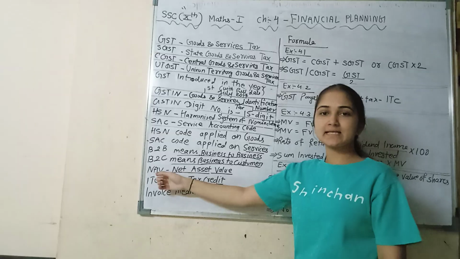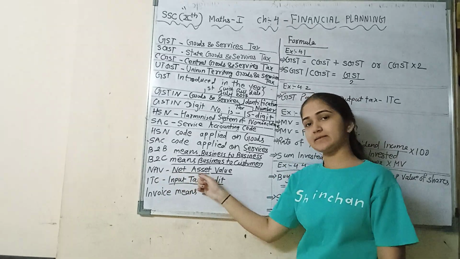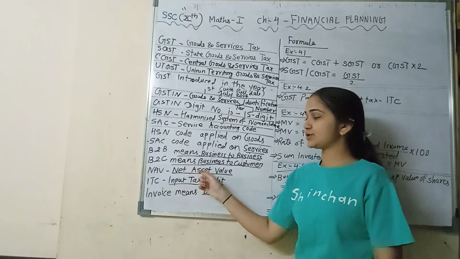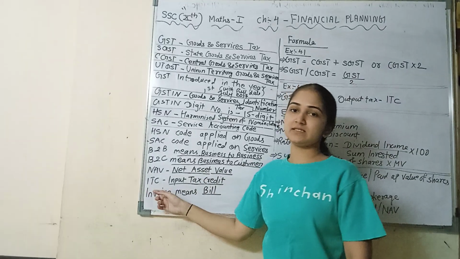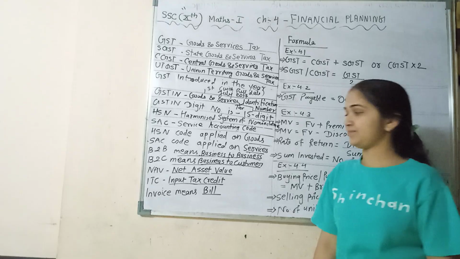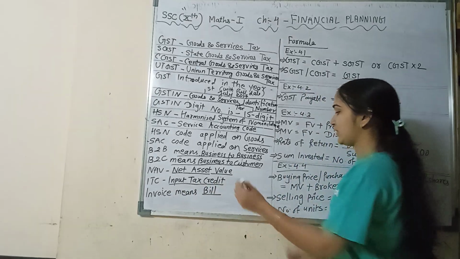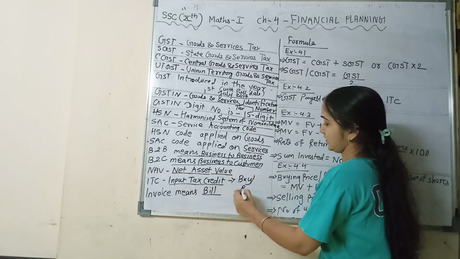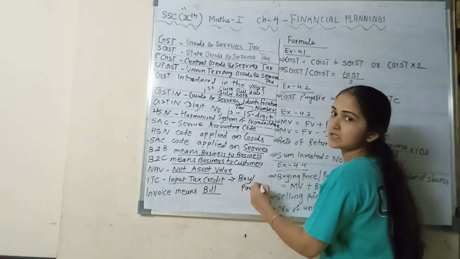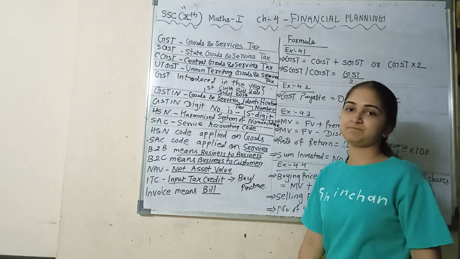Now the next one is NAV. NAV full form is net asset value. We will also see this after some time. Okay. ITC. What is the full form of ITC? Input tax credit. This is mostly when we buy or purchase something, there we pay some tax. That is called input tax credit.